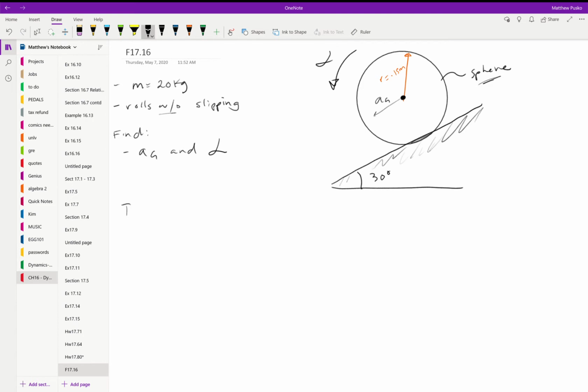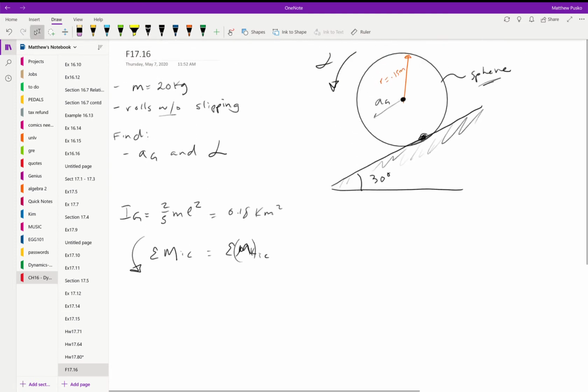Okay, so for a sphere, we can say the moment of inertia is 2/5 ml squared, and I get 0.18 kilogram meter squared when I solve that. So let's then sum the moments, but let's look about the instantaneous center of zero velocity right here. To do that, we're going to have to sum our kinetic moments about the instantaneous center.